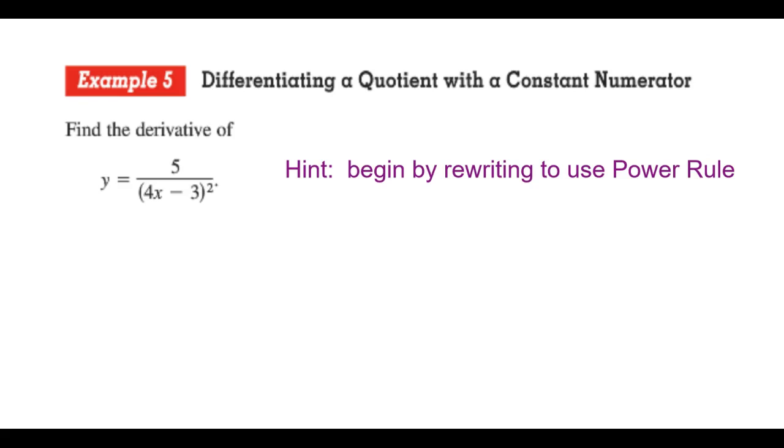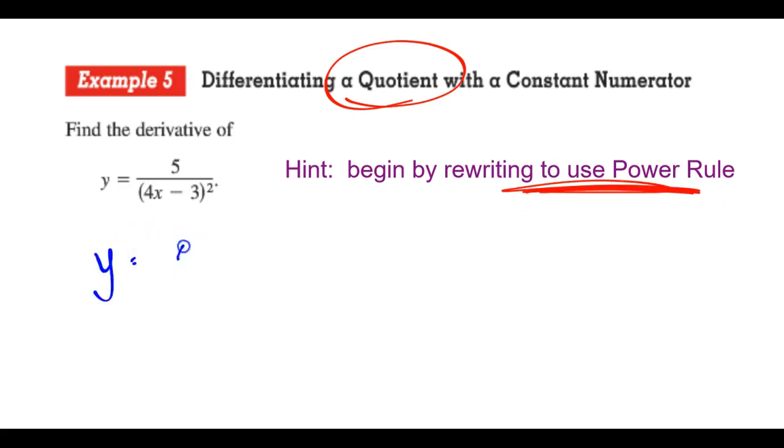Example number 5. In the last section, we learned the quotient rule. And this mentions the word quotient, but the hint says, let's not use low d high minus high d low all over low squared. Instead, let's just rewrite this before we try to take the derivative. This becomes really simple. If I bring the whole thing up top, it becomes a -2. So now I can do the chain rule.